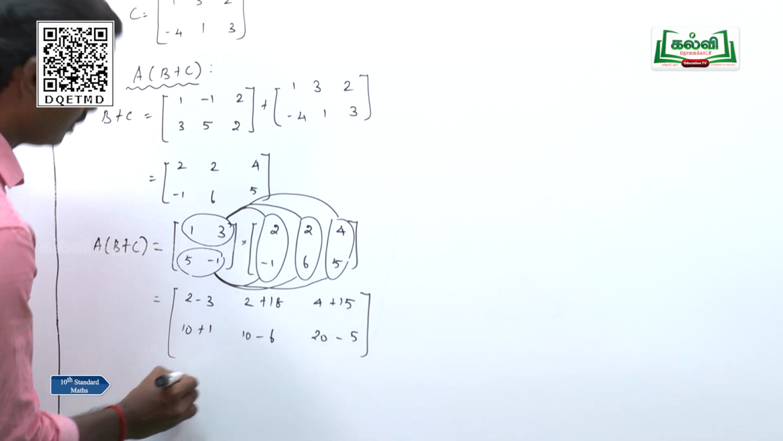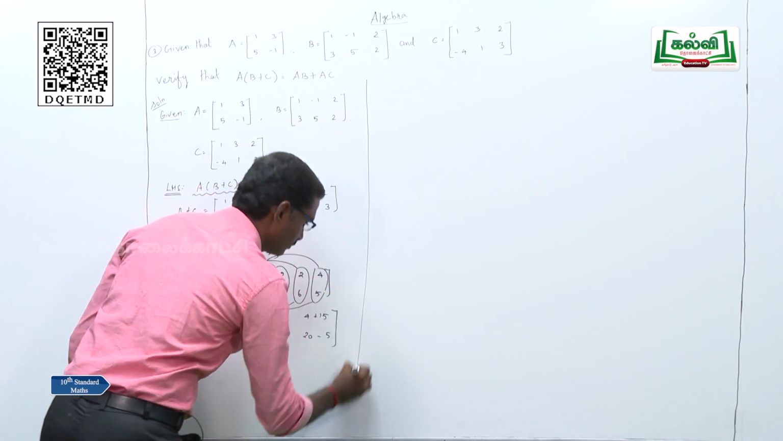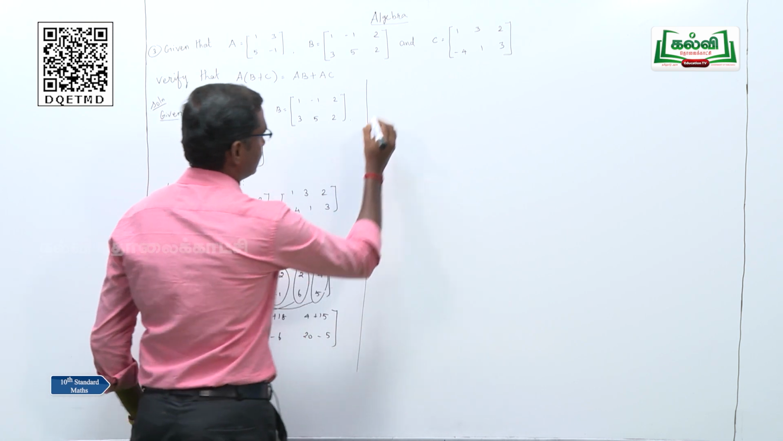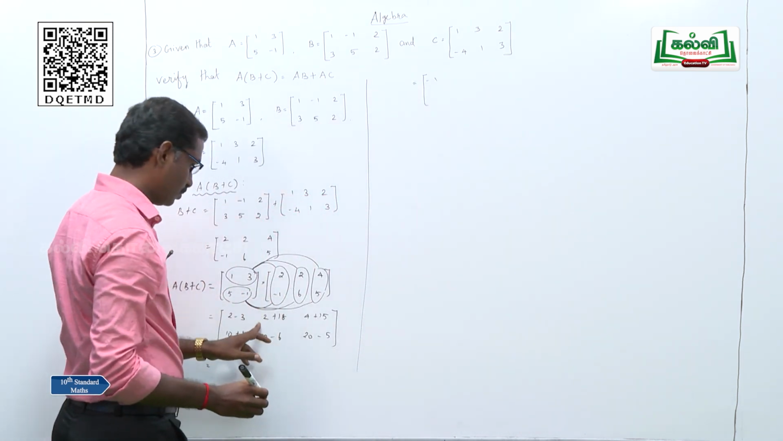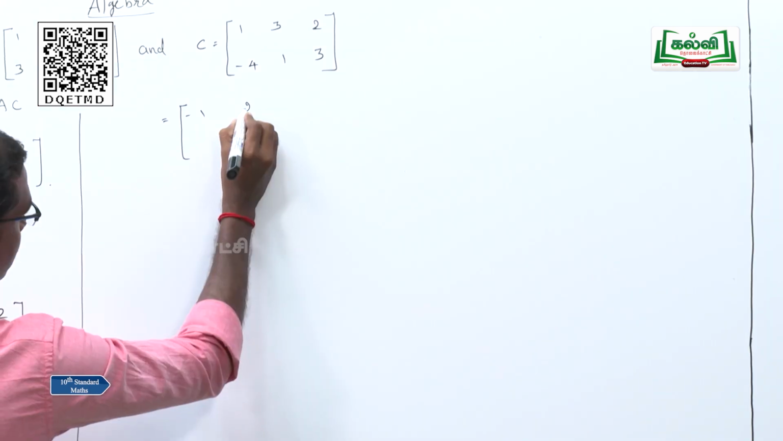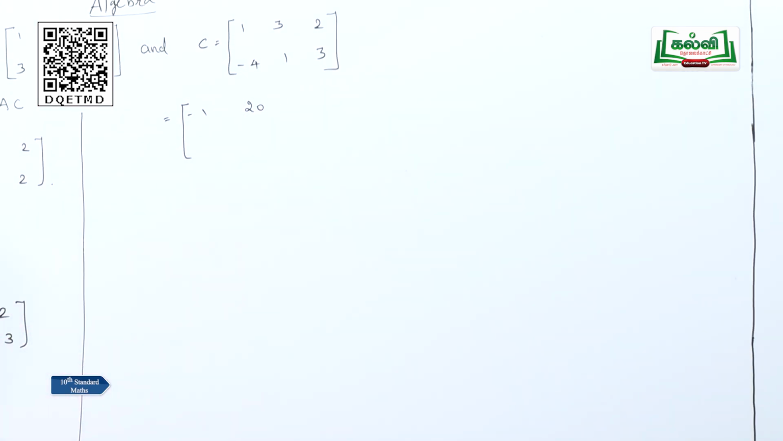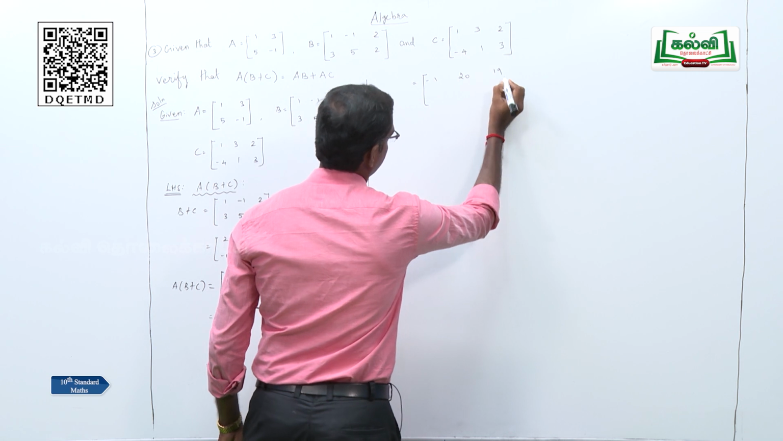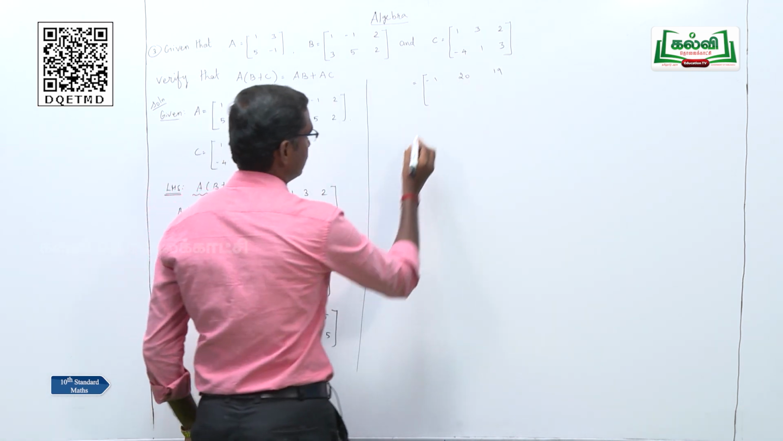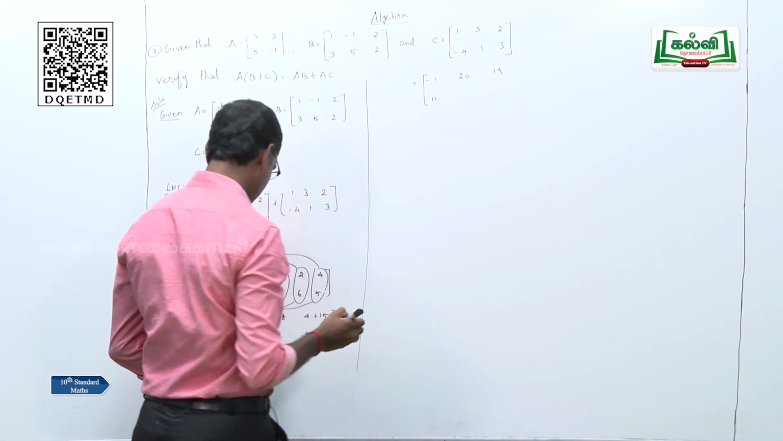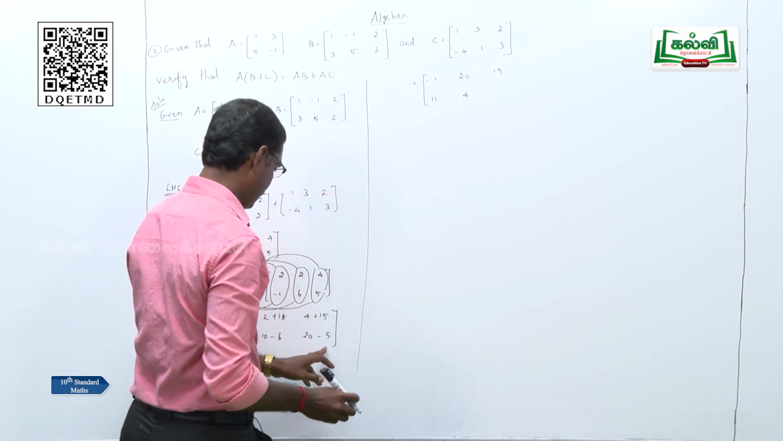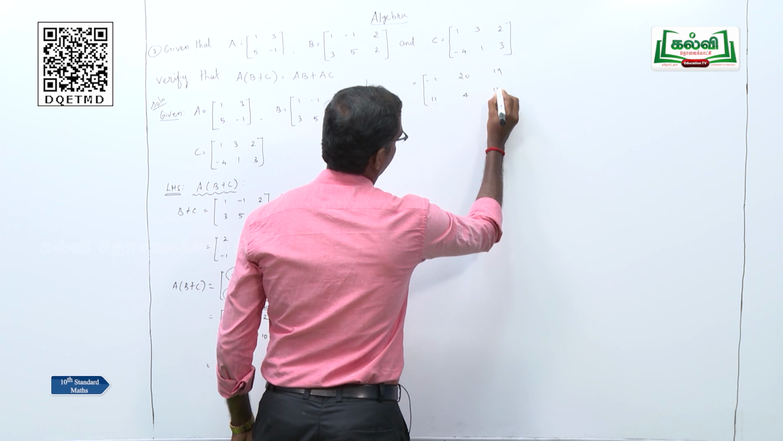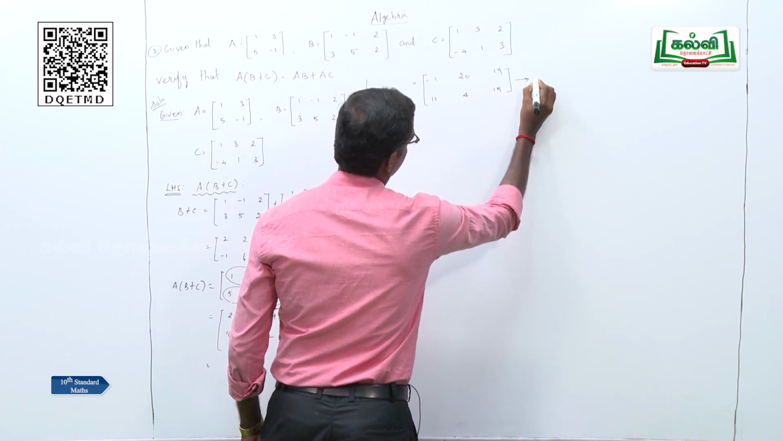Now we can simplify. 2 minus 3 you will get minus 1. 2 plus 18 is 20, 4 plus 15 is 19, 10 plus 1 is 11, 10 minus 6 is 4, 20 minus 5 is 15. So, this is equation number 1.